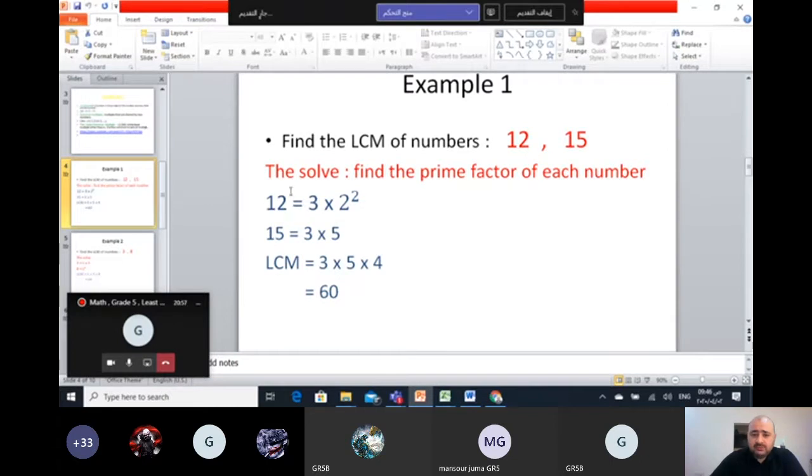12 is equal to 3 times 4, and 4 equals 2 times 2. I can write 2 times 2 as 2 exponent 2. Now 12 equals 3 times 2 exponent 2. This is the prime factors. Now 3 is prime and 2 is prime.